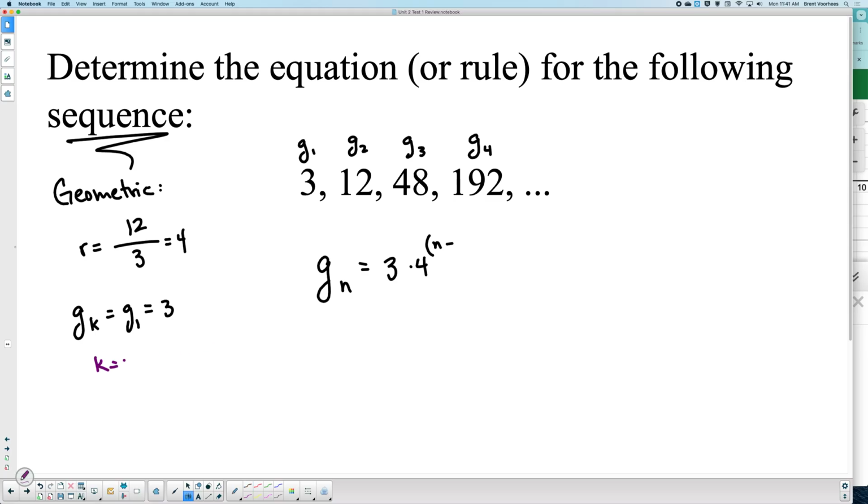K is 1, good. So it'd be n minus 1. That's where that comes from. That would be my formula right there.